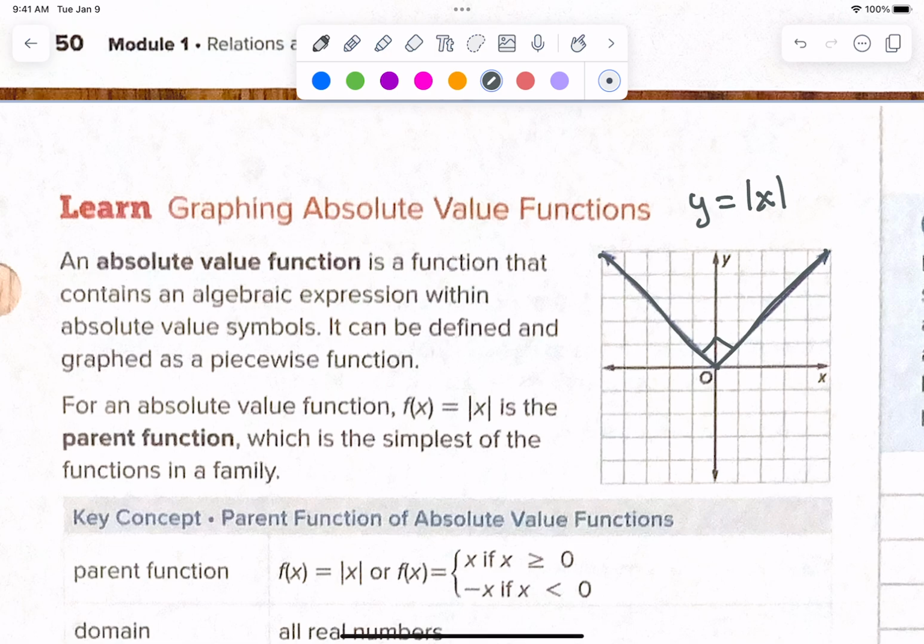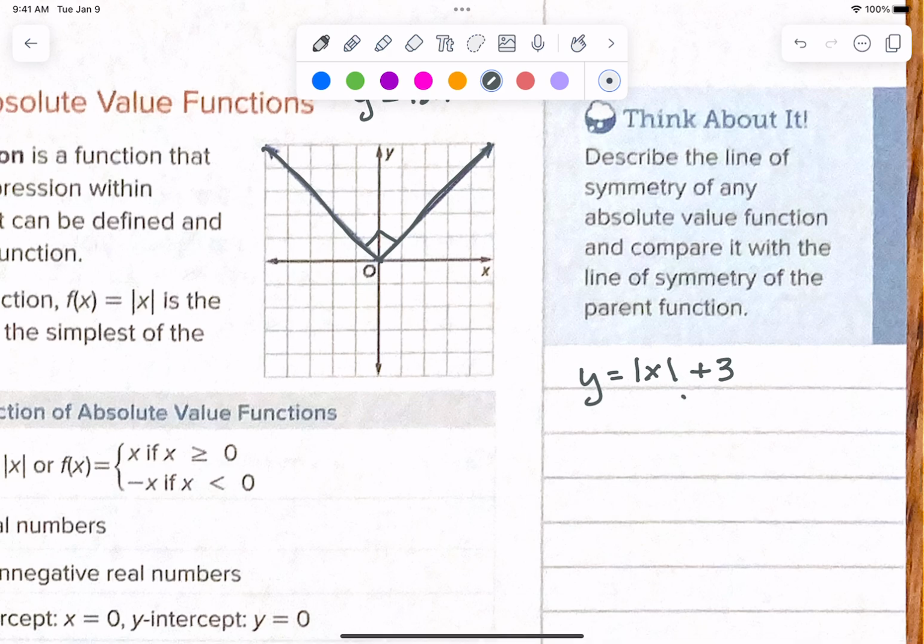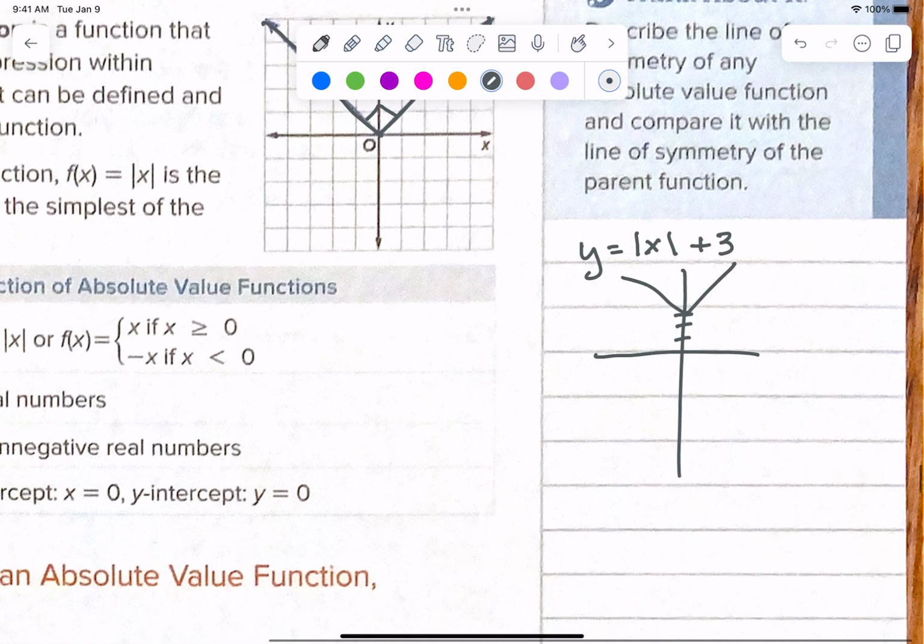Now, here's the deal. I'm going to give you a little hint because you're going to need this for your homework assignment. Put this off to the side. Let's say that I do absolute value plus 3. What that's going to do to my graph is go up 1, 2, 3, and then my V starts at 3 there. And if it's negative, it's going to go down.